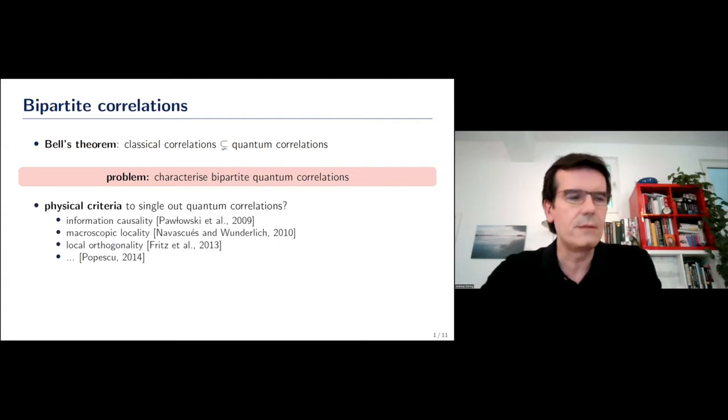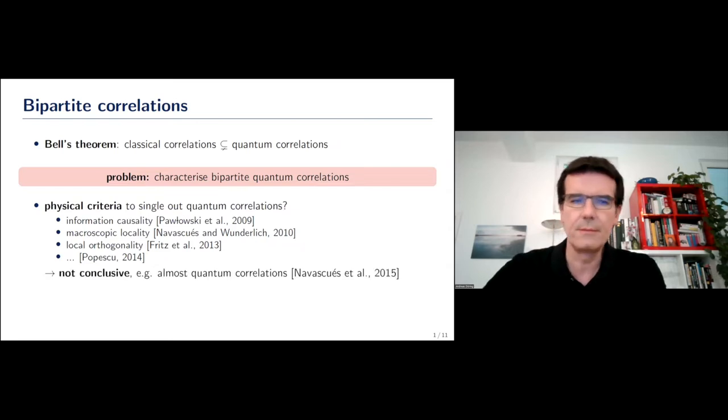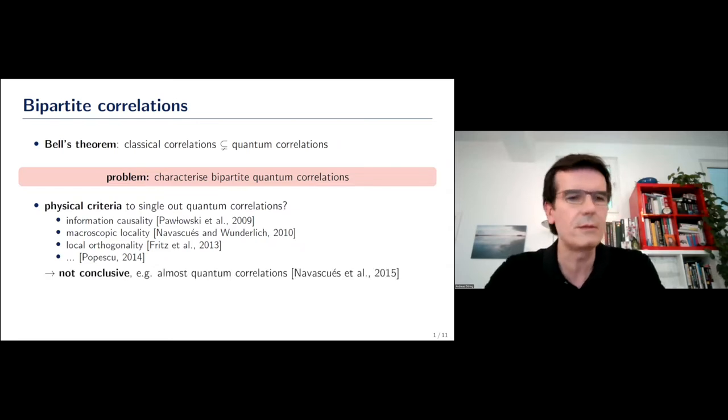There's quite a bit of literature suggesting different physical criteria to single out quantum correlations. Some keywords are information causality by Pawłowski and co-authors, macroscopic locality, Navascués and Wunderlich, local orthogonality by Fritz and others, and a few more things, for example, by Popescu. But it's fair to say that this is not really conclusive. And for example, there are these almost quantum correlations, Navascués and co-authors 2015.